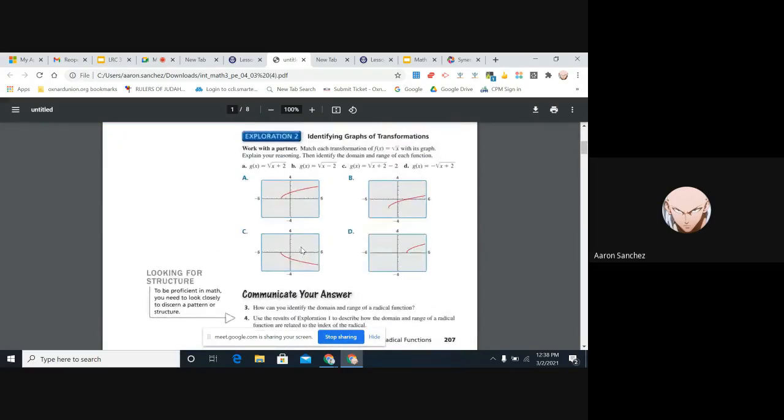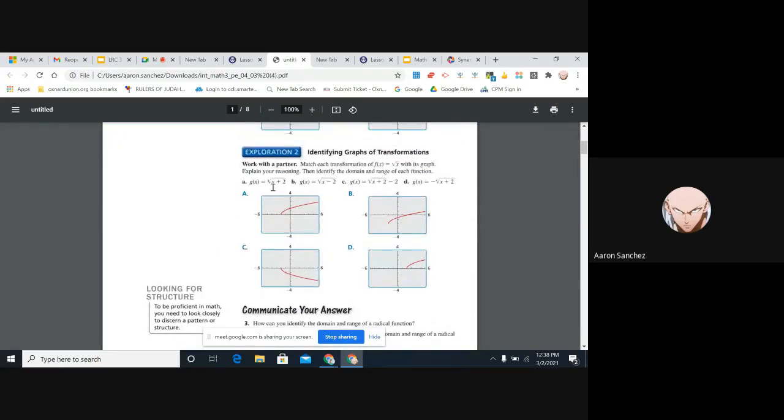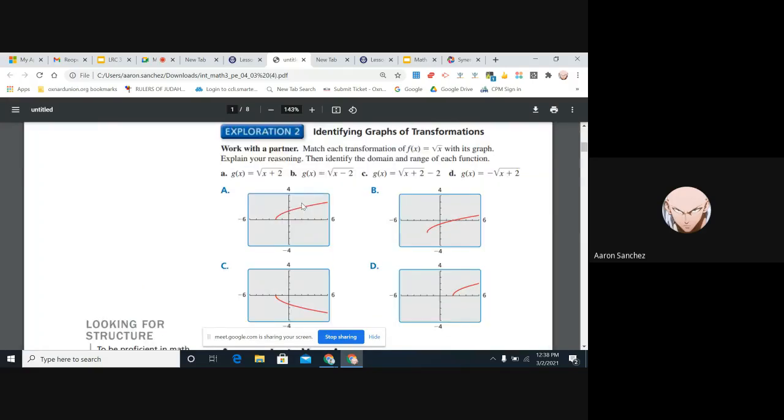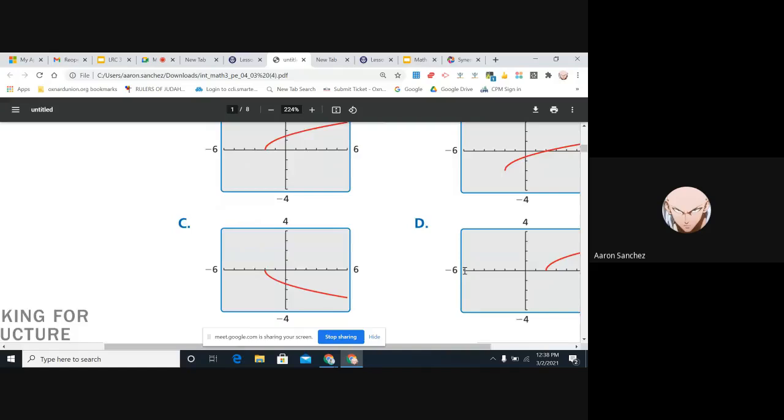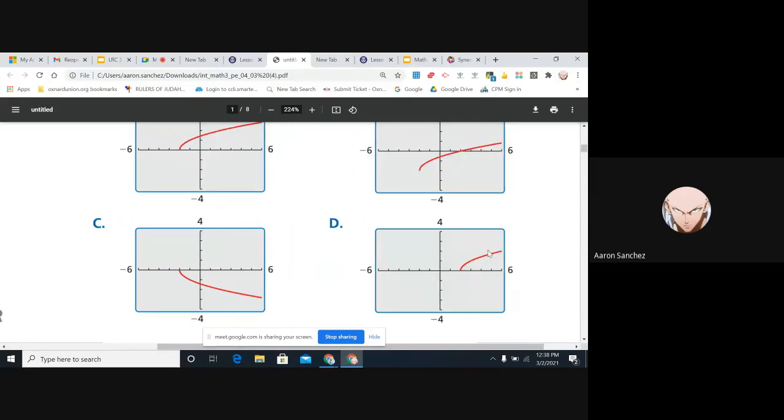Okay? Now, if we go square root of x plus 2, look at this. This is the square root of x. Square root of x plus 2 would be over here. Notice it shifts it to the left 2. That's my h. And I'll get more into depth into this. Let's see if I can zoom it in. So notice x plus 2, it goes negative 2. This is x plus 2. Now, square root of x minus 2 would be this one right here. Boom, that's square root of x minus 2.